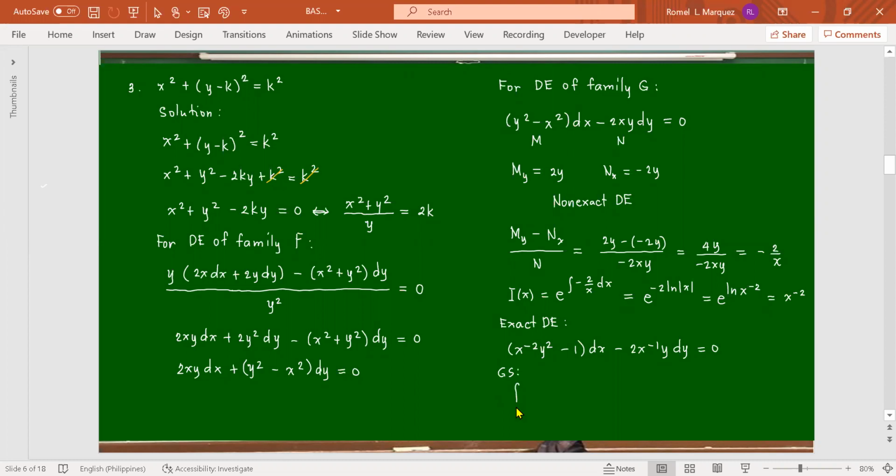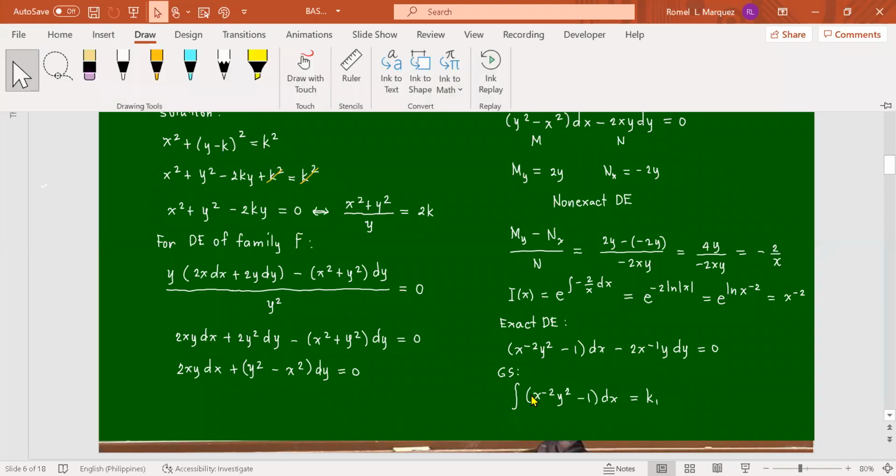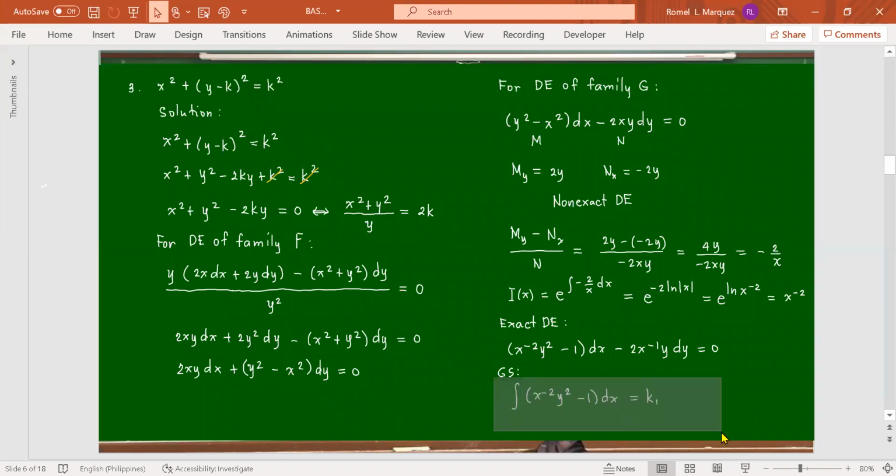So general solution for this, we have integral of what? Integral of this (x to the negative 2, y squared, minus 1) dx. So integrate this relative to x, plus term without x. But there's no term here without x. So it means simply this, and this is equal to, let's say, k1. Okay? So let's solve this. Let me copy this integral because I'm going to move to the next slide.